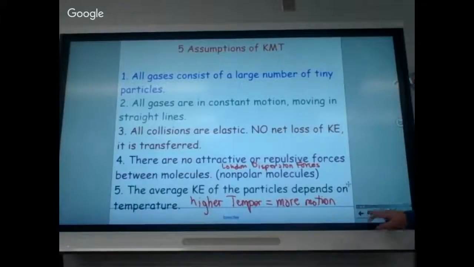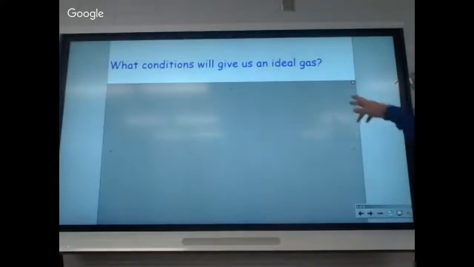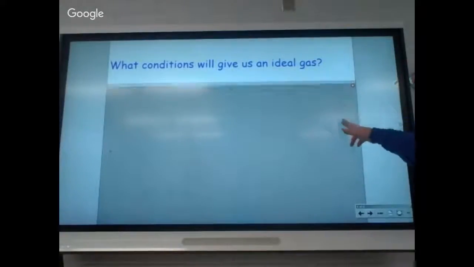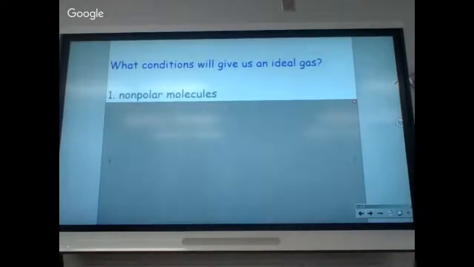Yes? All right. So, what conditions will give us an ideal gas? What things are we going to do in our word problems so that we can get those things we just wrote down? All of our word problems are going to have these things. Number 1, we're going to use nonpolar molecules. So we're going to use things like carbon dioxide. CO2, every time we drew it, was nonpolar.